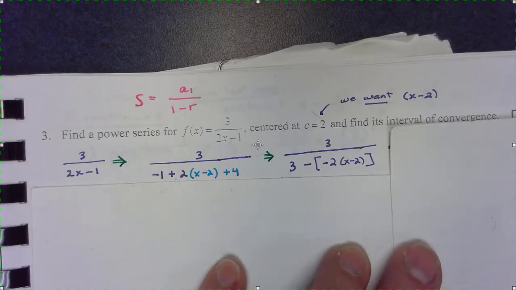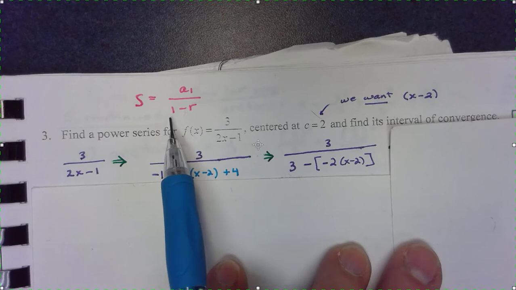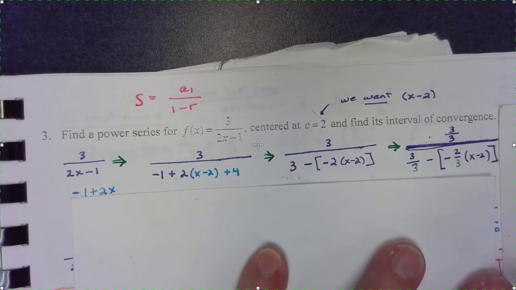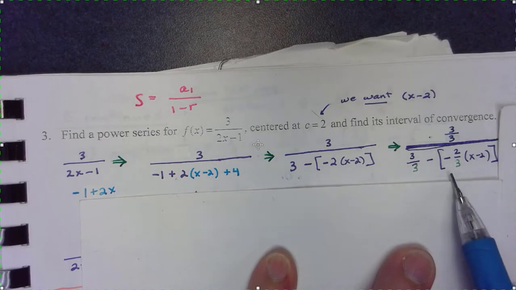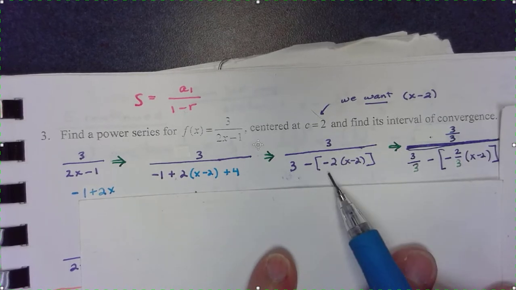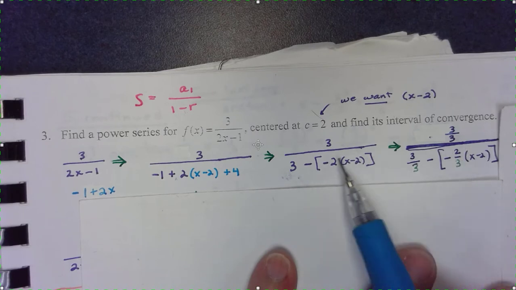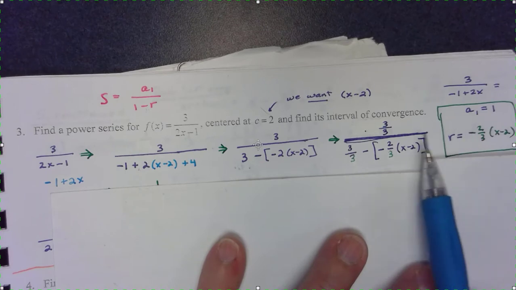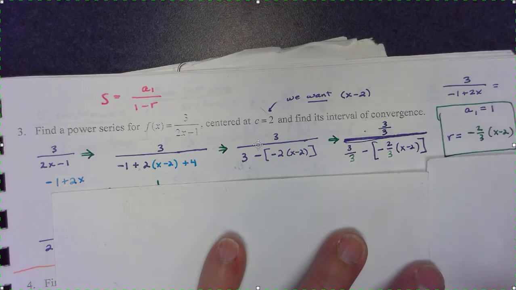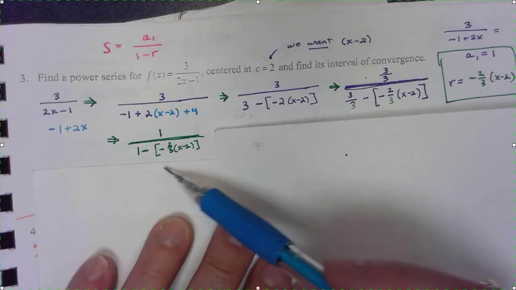What's the next step? That needs to be a 1. So everything is going to get divided by 3. Every term, this term, and I pick a factor here. Obviously, I'm going to pick the constant. So from here, I can see that a1 is 1, and r is all of that, negative 2/3 times x minus 2. There's what I'm going to work with.